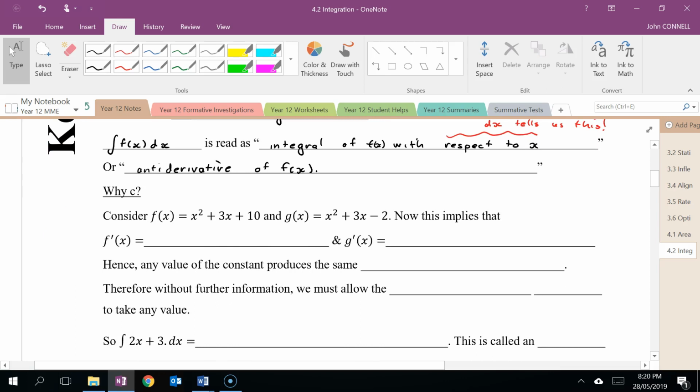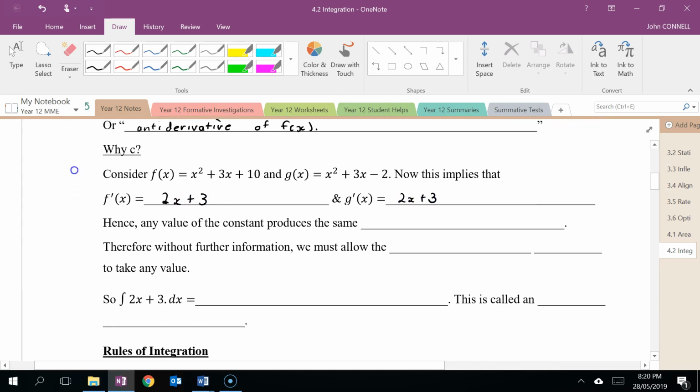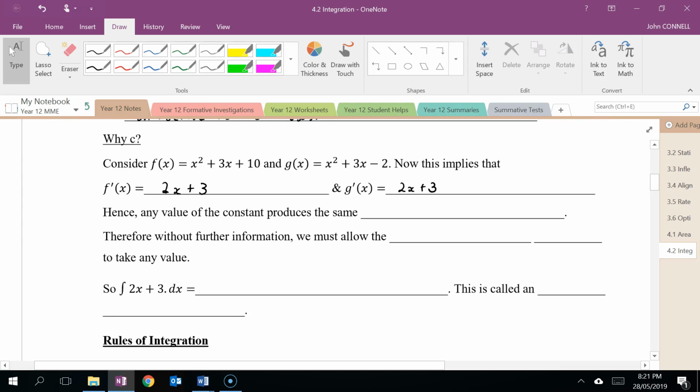Well, if we think about two functions, so x squared plus 3x plus 10, or x squared plus 3x take 2. Now, if we do the derivative, the derivative of f of x is just 2x plus 3, and then the derivative of g of x is also 2x plus 3. So we get the same derivative for two quite different functions, and any value of the constant produces the same derivative. So if we were given a derivative here, we wouldn't know whether it was x squared plus 3x take 2 or x squared plus 3x plus 10.